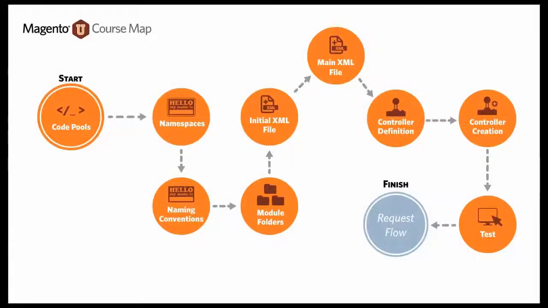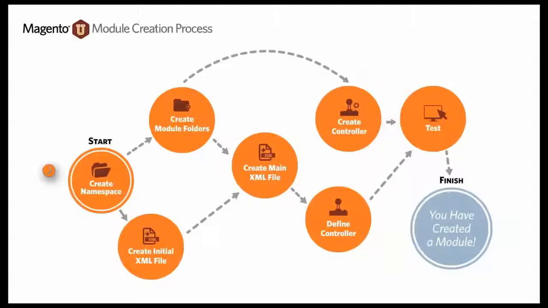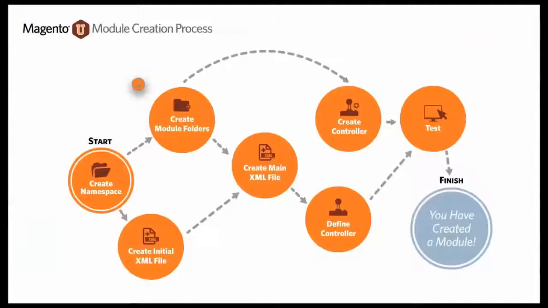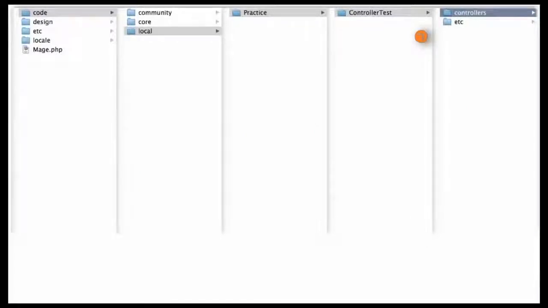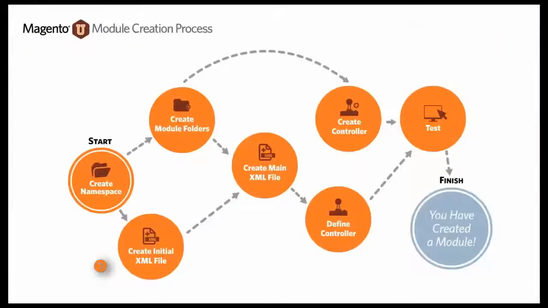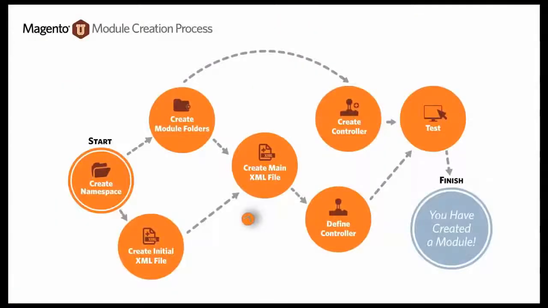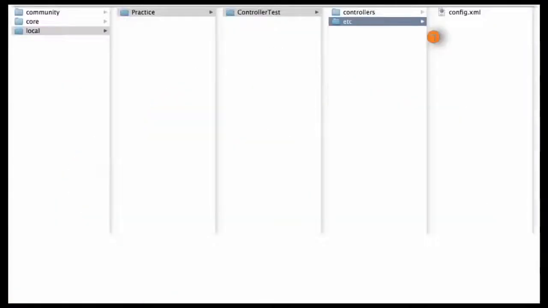Congratulations! You have created a basic module in your Magento installation. Let's review what we did. First, we created a namespace. Our second step was to create module folders. Next, we created an initial configuration file. In the fourth step, we created the main configuration file for our module.